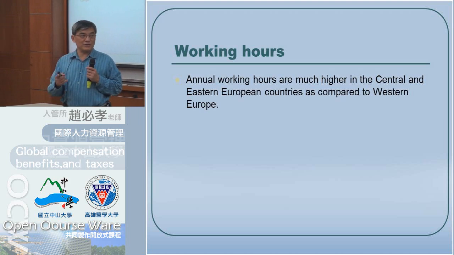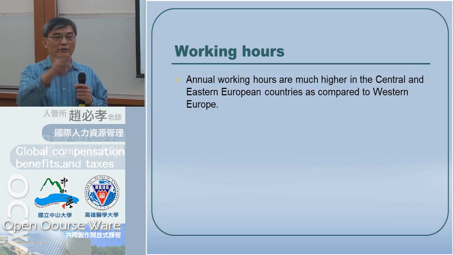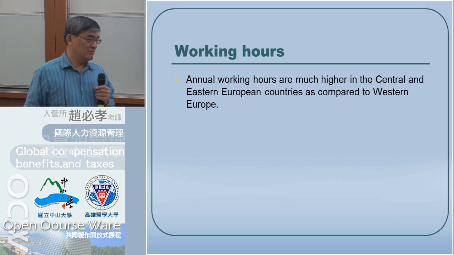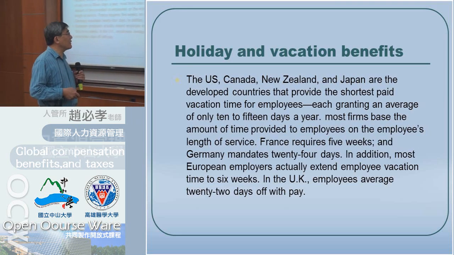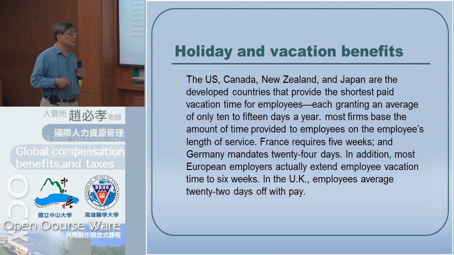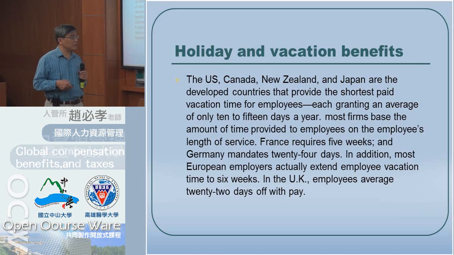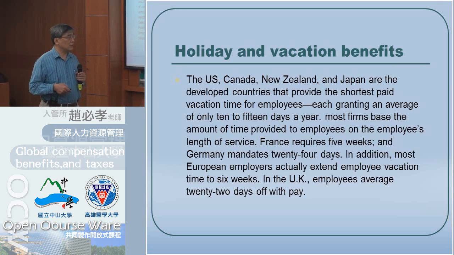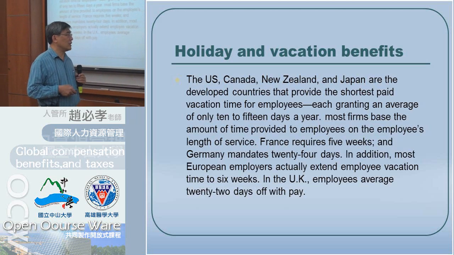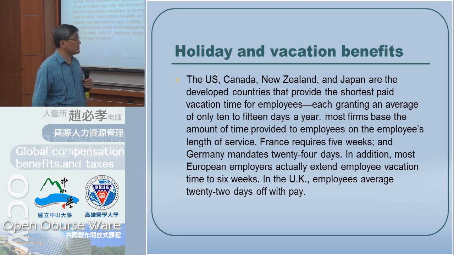But TSMC now asks all the engineers to not work more than 50 hours. You cannot do it. Yeah. And some issues of the holiday and vacation benefit, right? The US, Canada, New Zealand, and Japan are the developed countries that provide the shortest paid vacation time for employees, each granting an average of only 10 to 15 days a year. Most firms base the amount of time provided to employees on the employee's length of service.